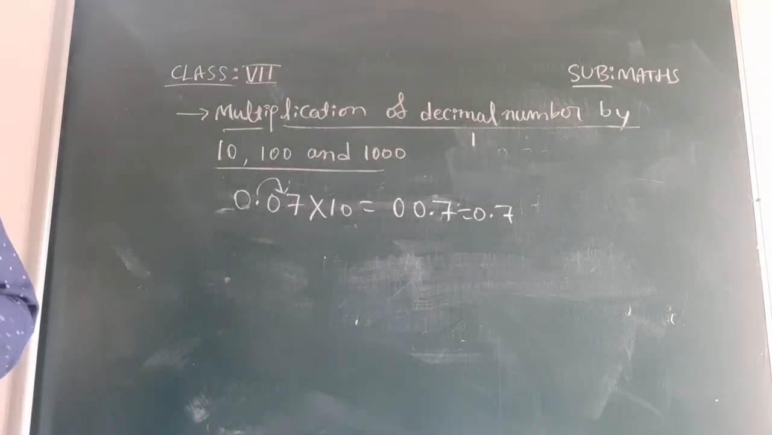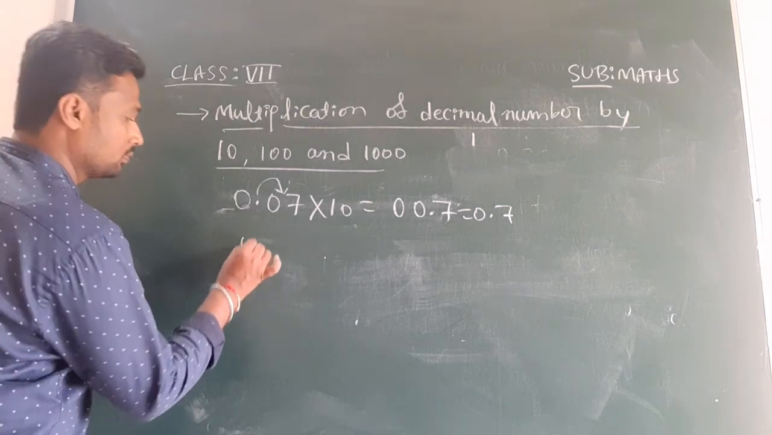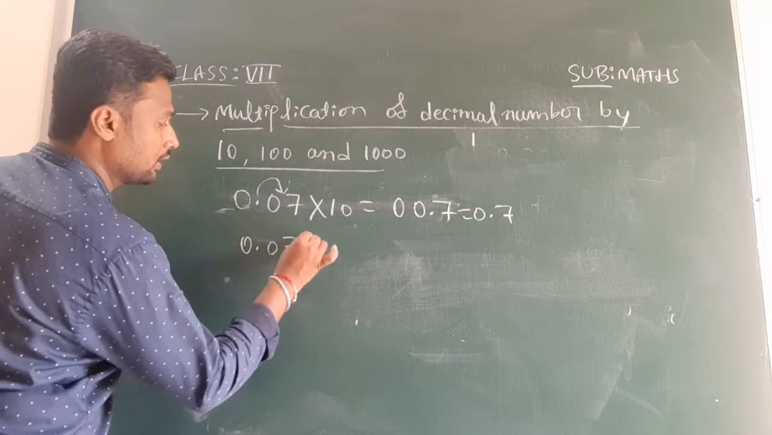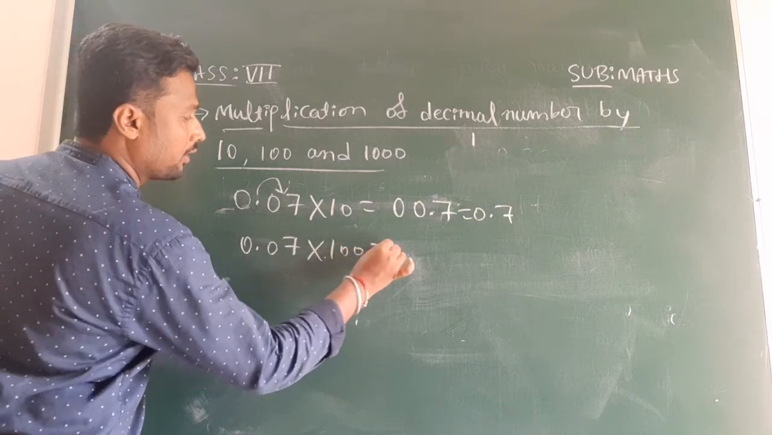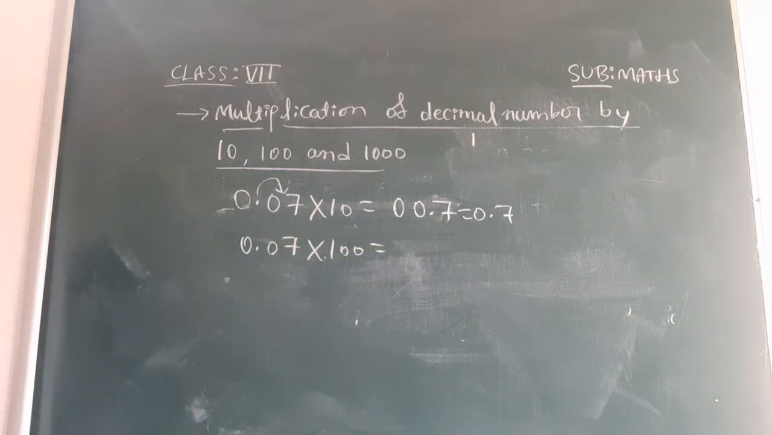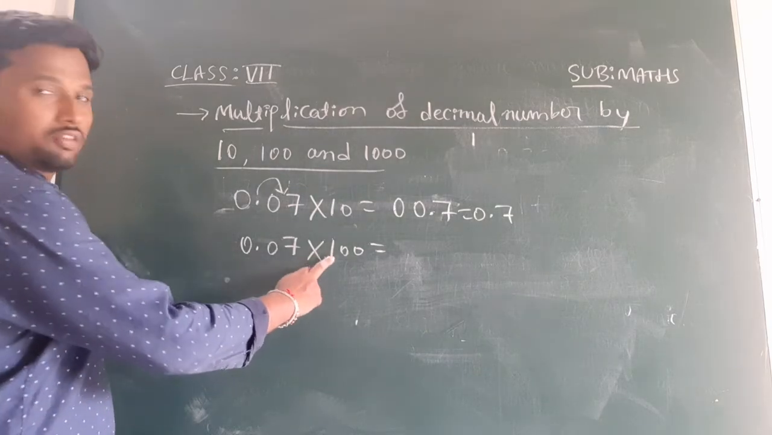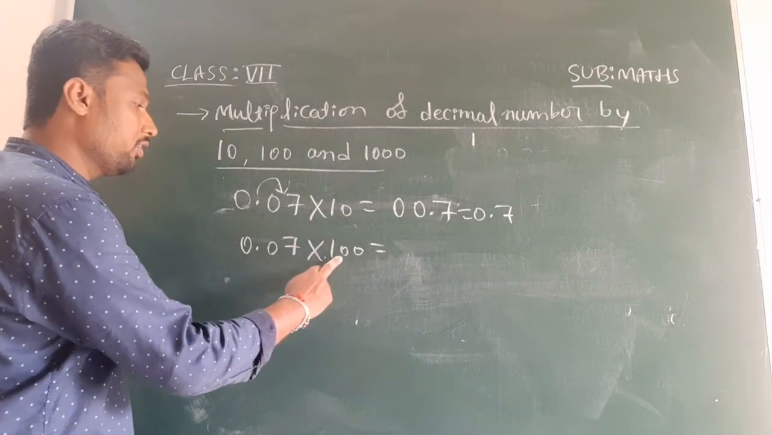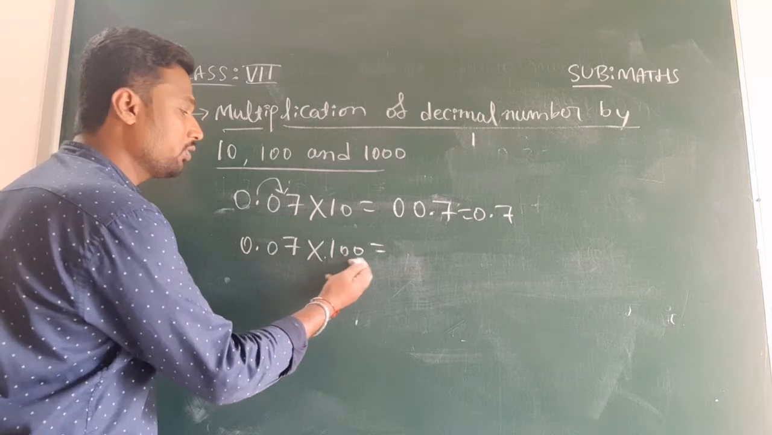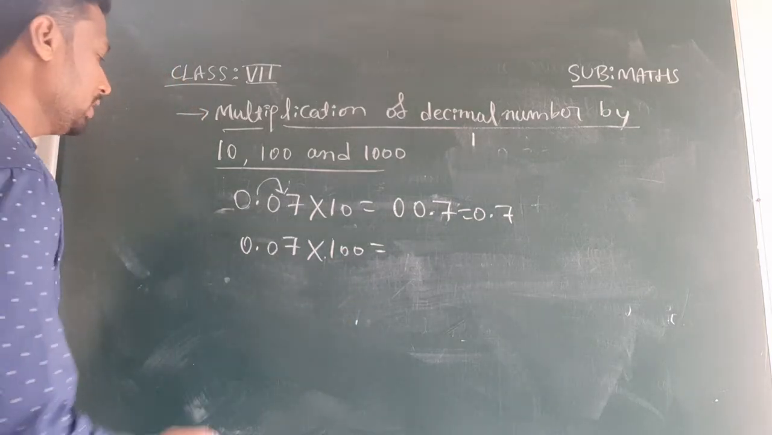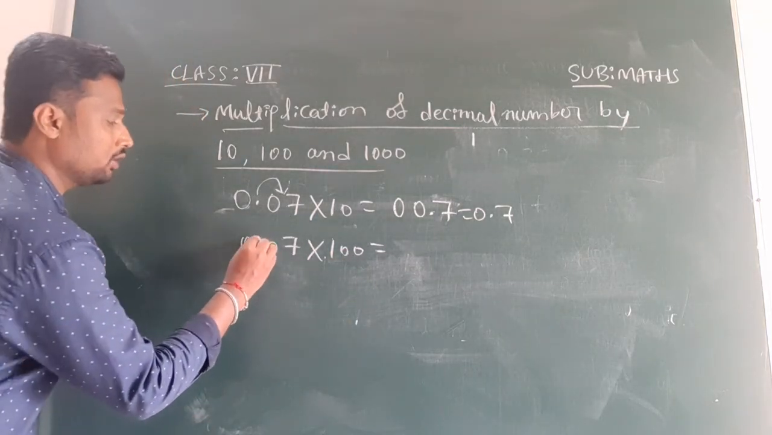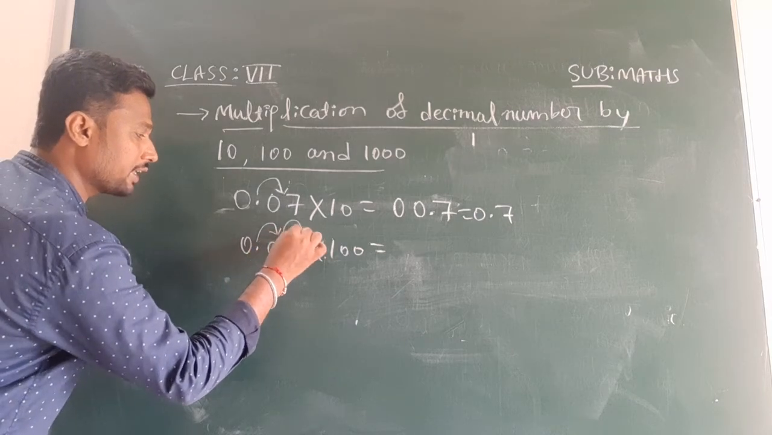Next, after this, 0.07 into 100. So how do we multiply here? Again you can see, in 100 how many zeros do you have? 2 zeros. This means you have to move this decimal point 2 steps towards the right side.